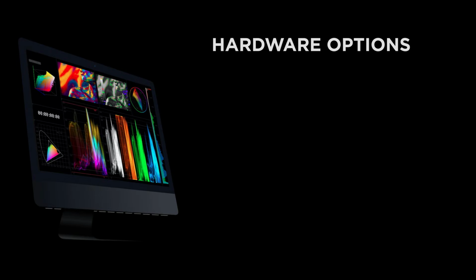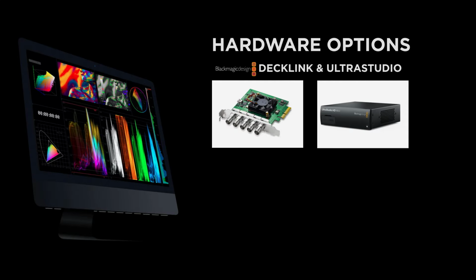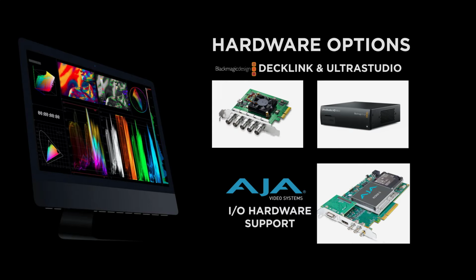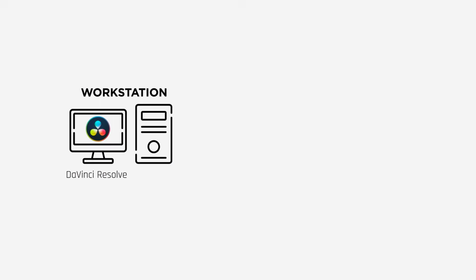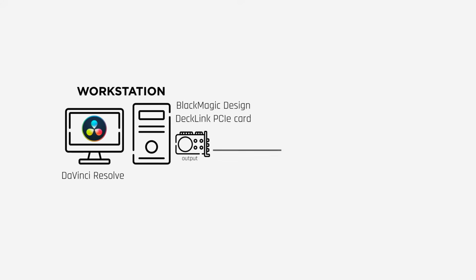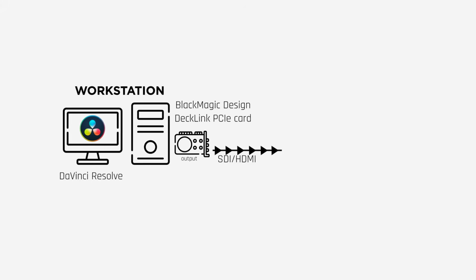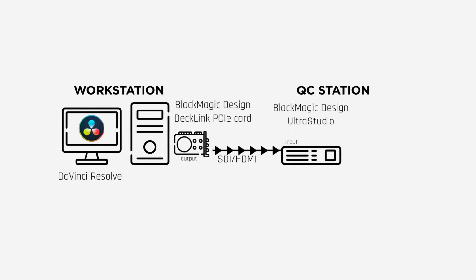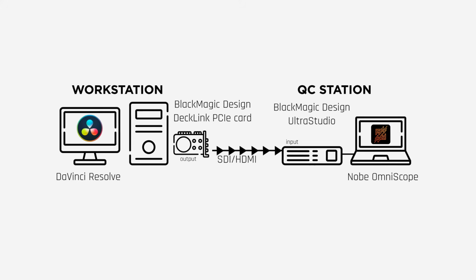Your hardware options include Blackmagic Decklink and Ultra Studio, AJA, as well as monitoring your video on a secondary machine. Let me give you a quick example of that right now. If you take a look on the left, we have a computer, either PC or Mac, running DaVinci Resolve with, in this example, a Blackmagic Decklink PCIe card installed in it. We're taking the video signal via SDI or HDMI out to another computer, again either Mac or PC, with a Blackmagic Design Ultra Studio box attached to it running Nobe OmniScope.